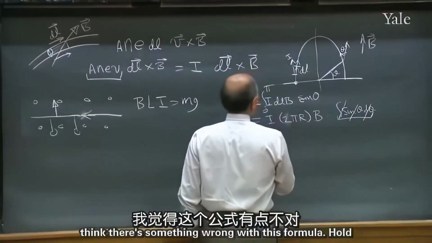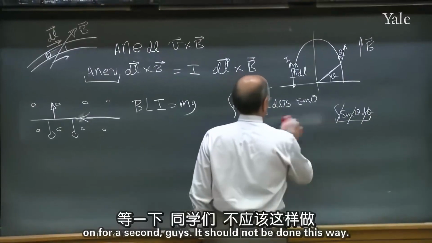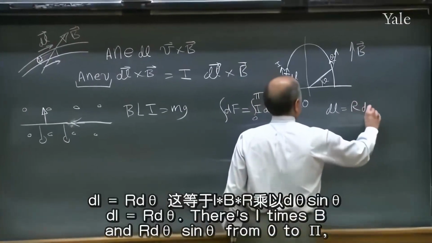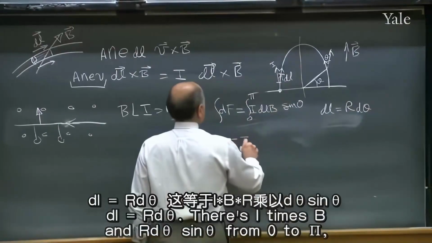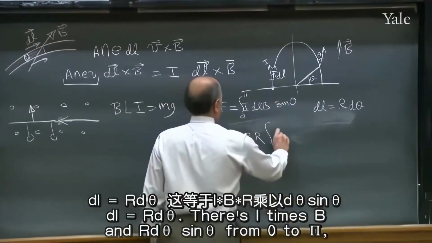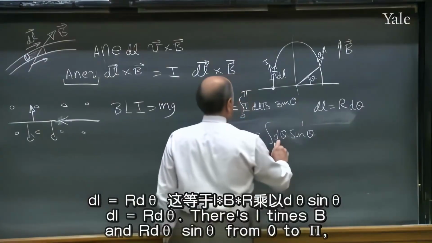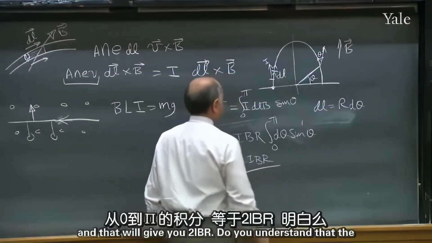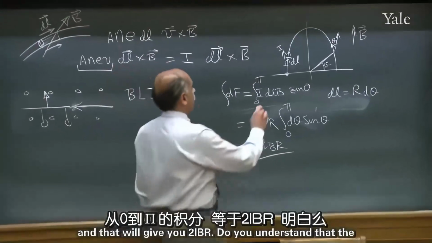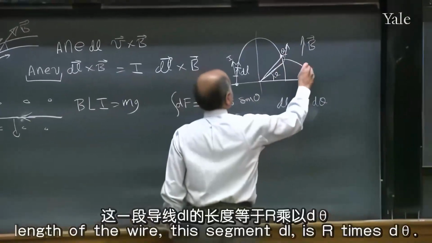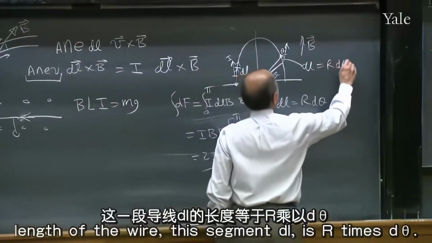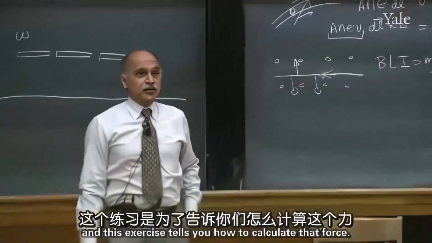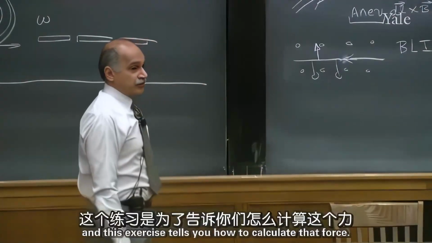I think that there's something wrong with this formula. Hold on for a second, guys. It should not be done this way. dl is equal to r d theta. So it's I times B times r d theta, sine theta from 0 to pi, and that'll give you 2IBr. Do you understand that the length of the wire, the segment dl, is r times d theta? Theta is measured in radians. Anyway, that's a force. What this exercise tells you is how you go about calculating the force.